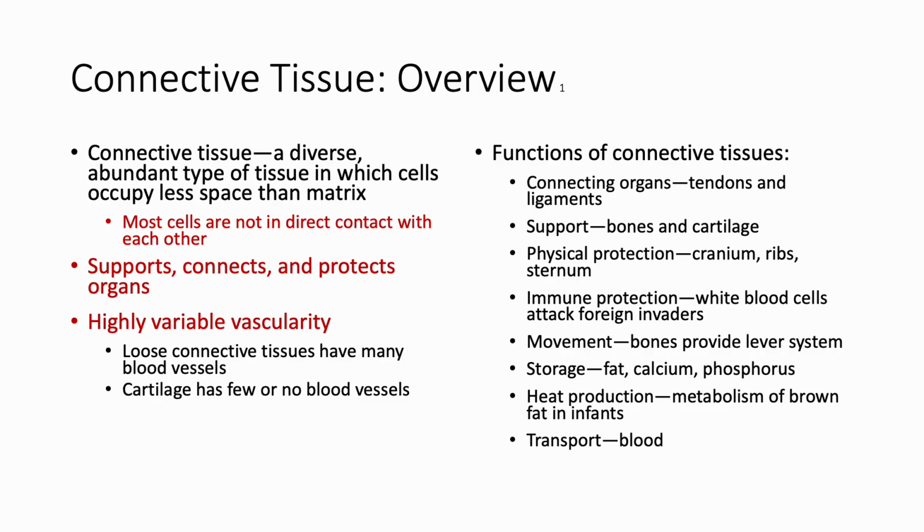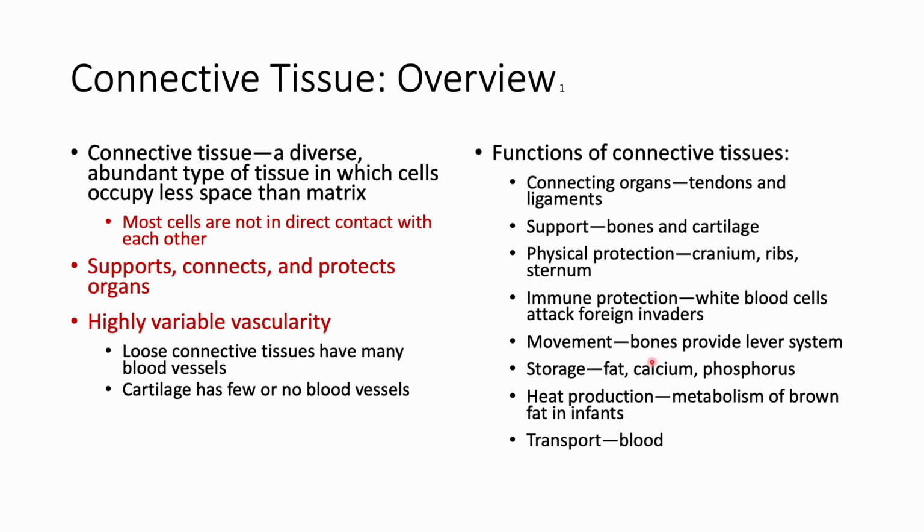Next, we have connective tissue. Connective tissue is a diverse, abundant type of tissue in which cells occupy less space than matrix. Most cells are not in direct contact with each other. First, in epithelial tissue, we have cells next to cells, next to cells. Here in connective tissue, most cells are not in direct contact with each other. They support, they connect, and they protect our organs. Some connective tissue has high vascularity, some has no blood vessels at all, so it depends.